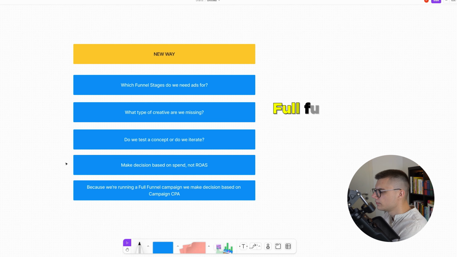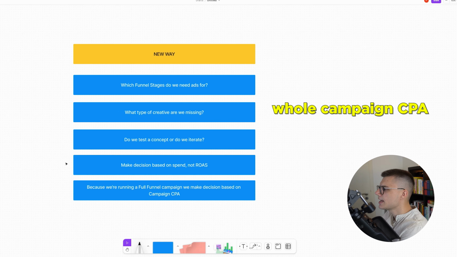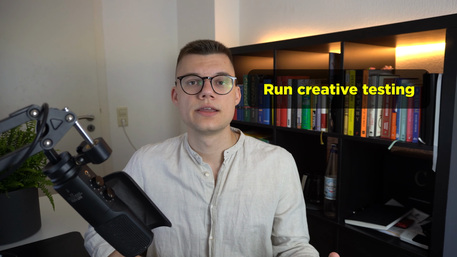And then because you're running a full funnel campaign, you make your decision-making process on the overall campaign CPA. That's super important. You don't make a decision based on an ad set CPA or even ad CPA. You make it on the whole campaign CPA. And that's how we run creative testing here at Turn Vertical.